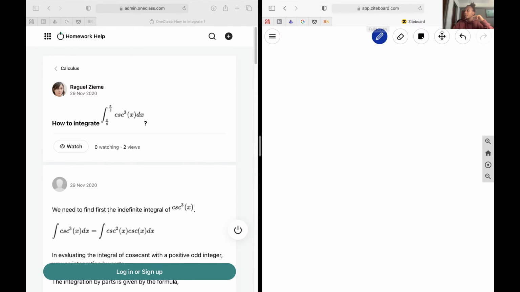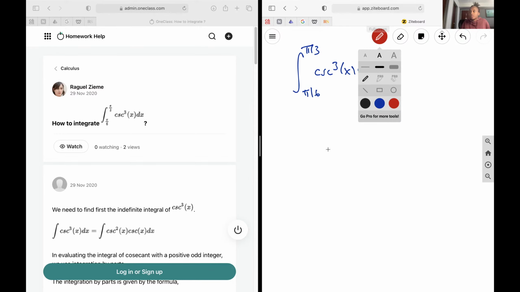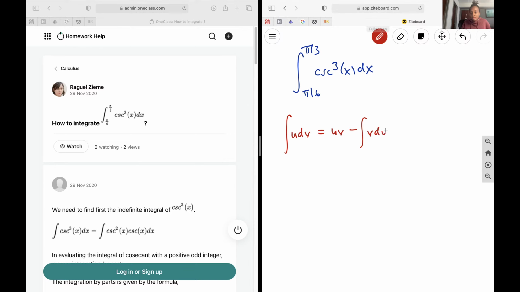Okay, next up, we have an integration. And we would like to integrate cosecant cubed x dx from pi over 6 to pi over 3. And so for this one, we're going to be using integration by parts. So let's just write down that formula very, very quickly. The integral of u dv is equal to uv minus the integral of v du.